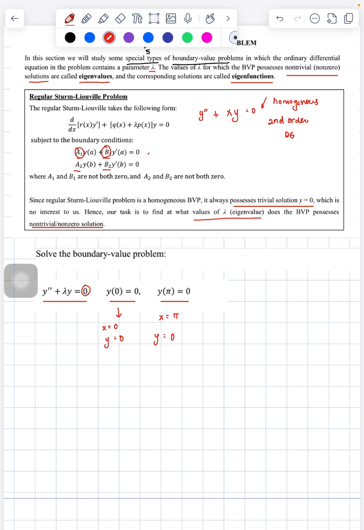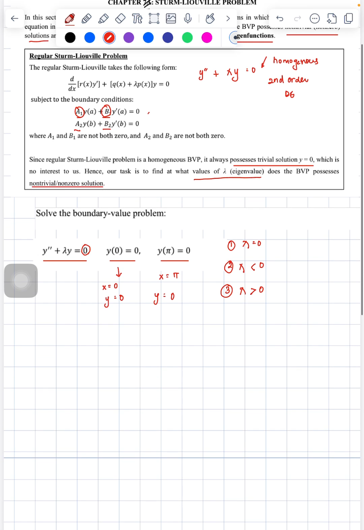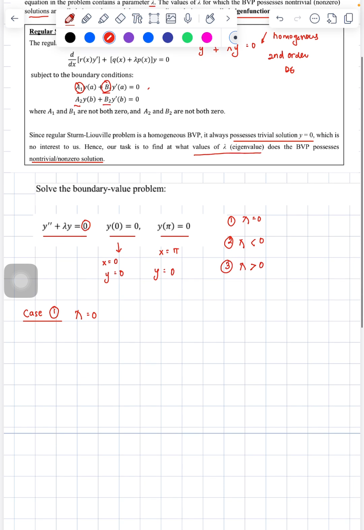Since we have three cases: first case, lambda equals to 0. Second case, lambda less than 0. And third case, lambda greater than 0. Let's consider case 1 first, for lambda equals to 0. If lambda equals to 0, our equation will become y double prime plus 0 equals to 0. So y double prime equals to 0.